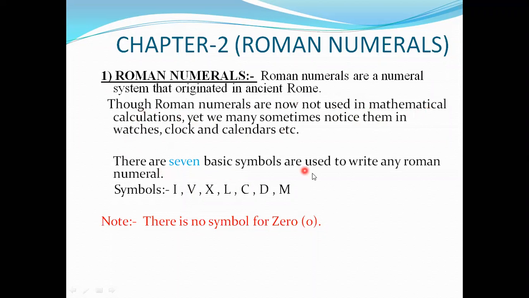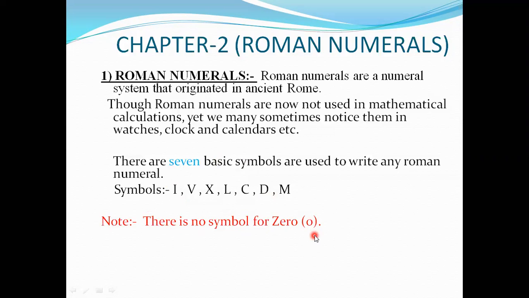There are 7 basic symbols used to write any Roman numeral: I, V, X, L, C, D, and M. These are the basic 7 symbols for the formation of Roman numerals. But in Roman numerals, there is no symbol for zero.